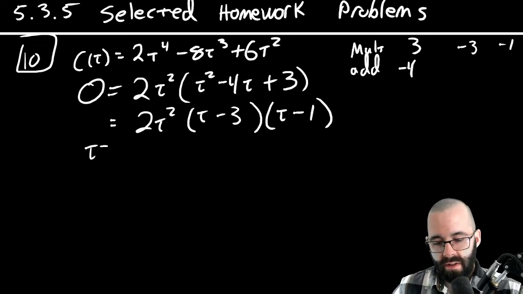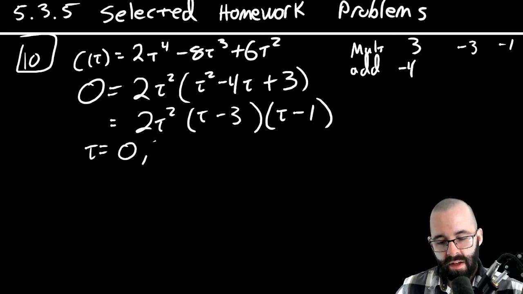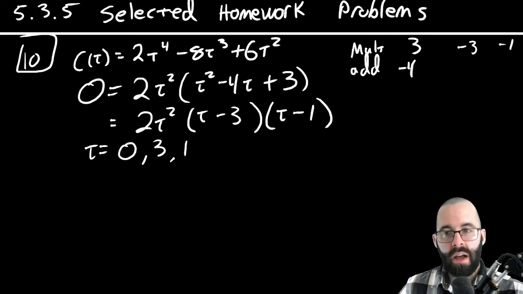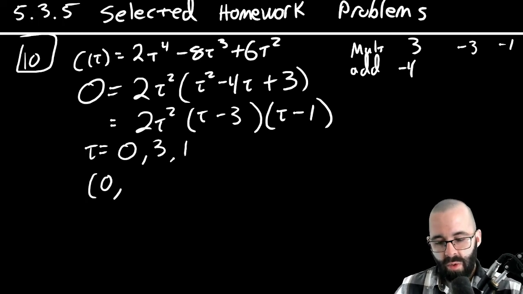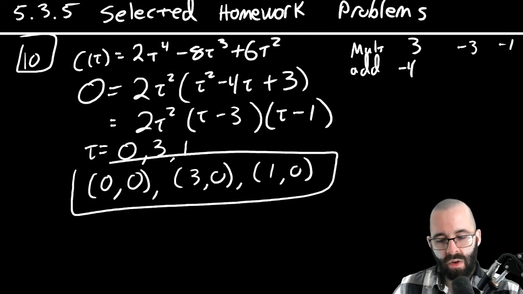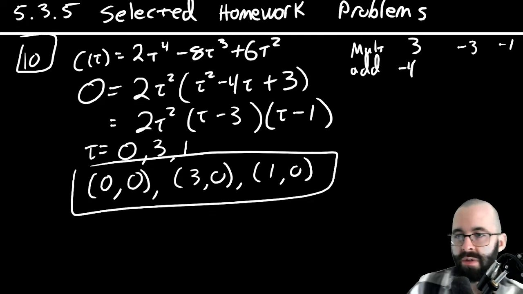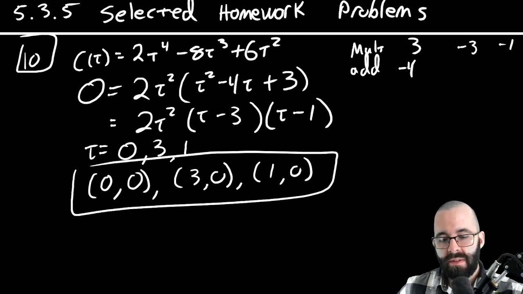So the zeros are when t is equal to 0, positive 3, and positive 1. Or the points 0, 0, 3, 0, 1, 0. Those are our t-intercepts.